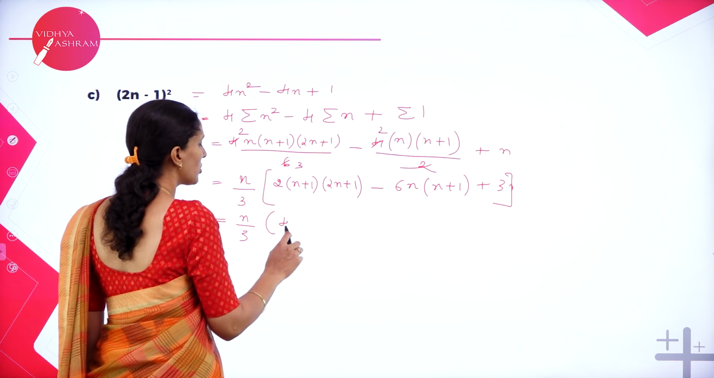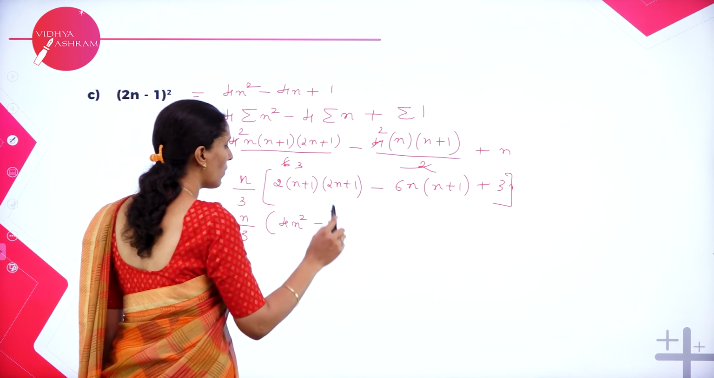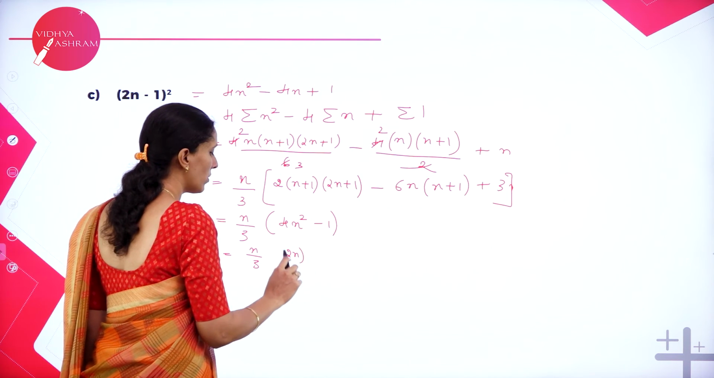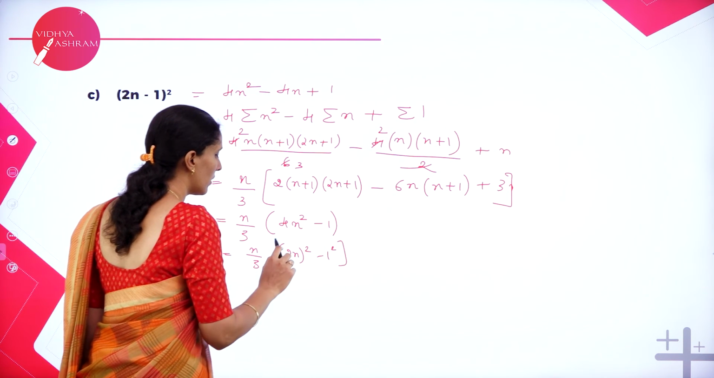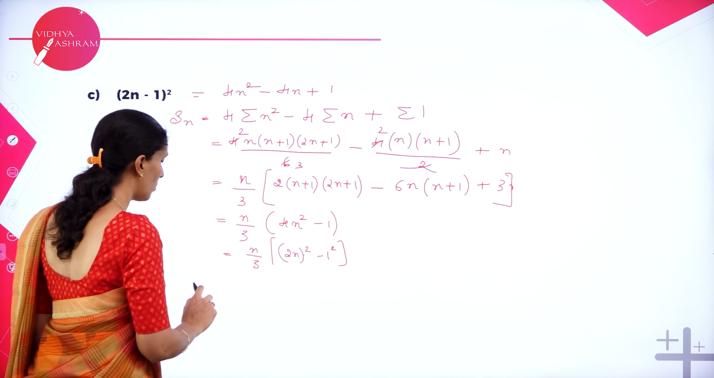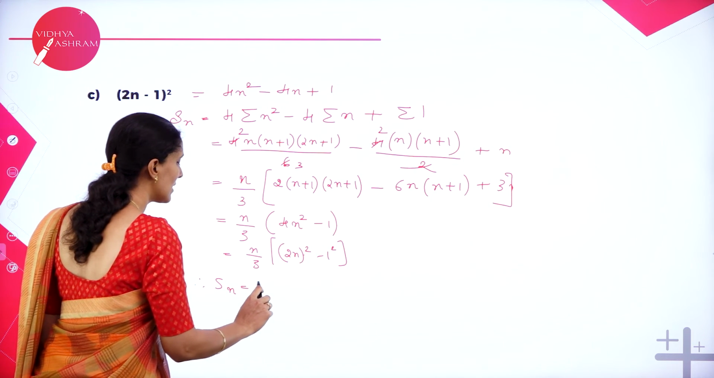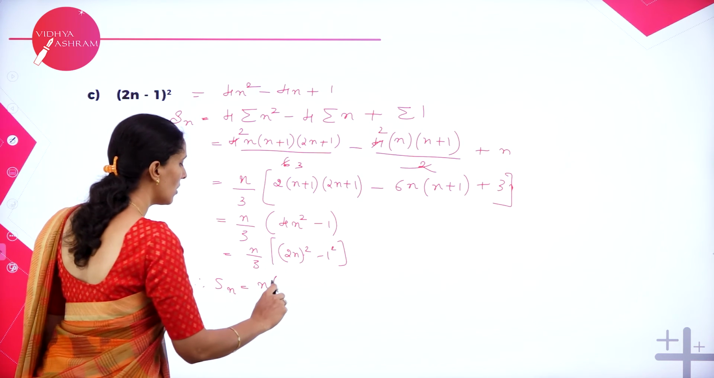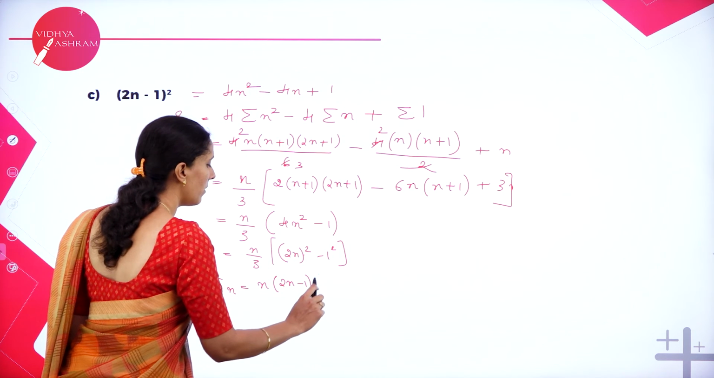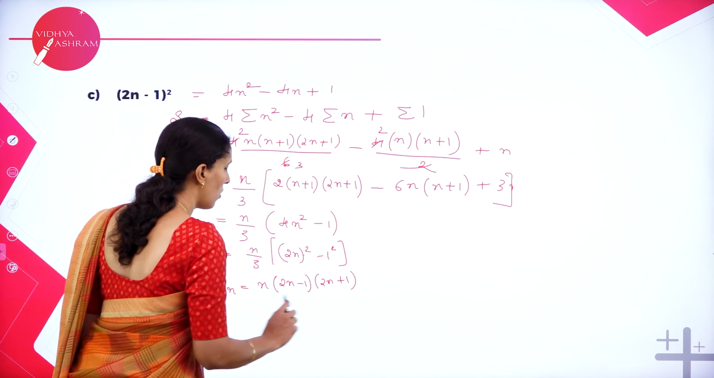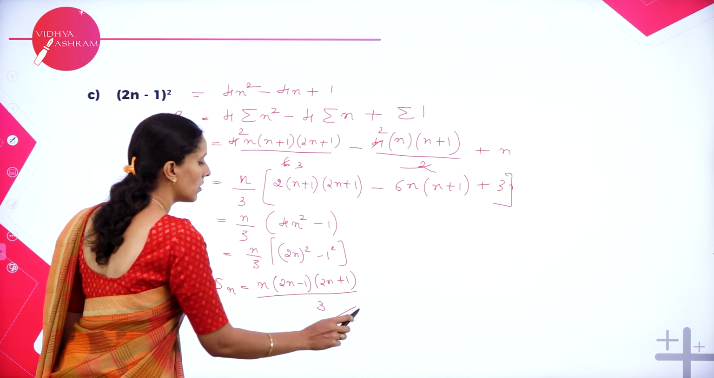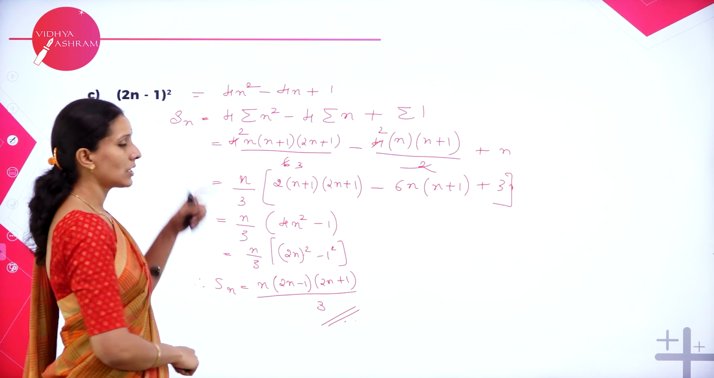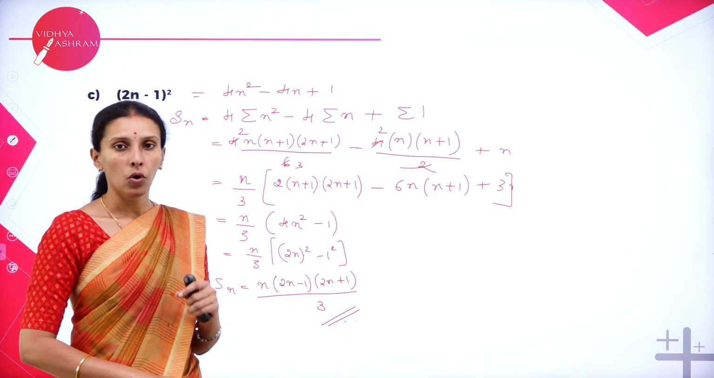So n by 3, multiply, expand and solve. So you will get the equation as 4n square minus 1. Now this is in the form of n by 3, 2n whole square minus 1 square. That is a square minus b square. So therefore Sn can be written as n. A square minus b square can be written as a minus b, a plus b. So this is n into 2n minus 1, 2n plus 1 whole divided by 3. So this is the formula to find out the summation of the n terms of the series of the form 2n minus 1 whole square.